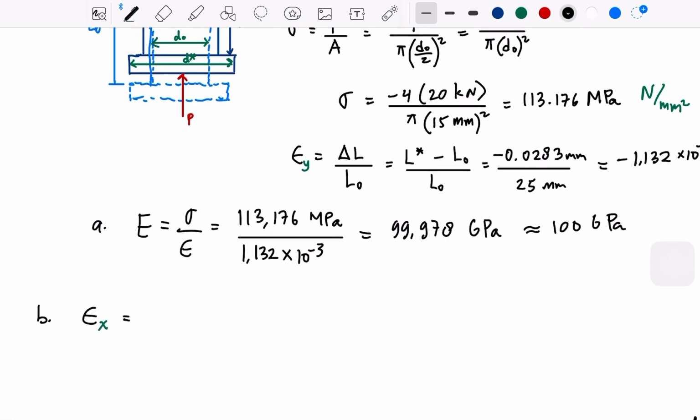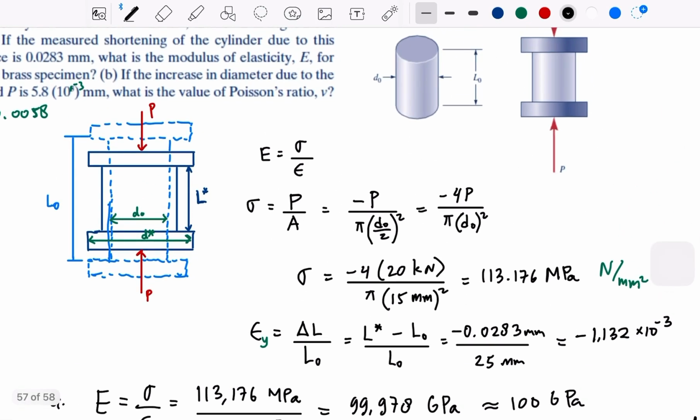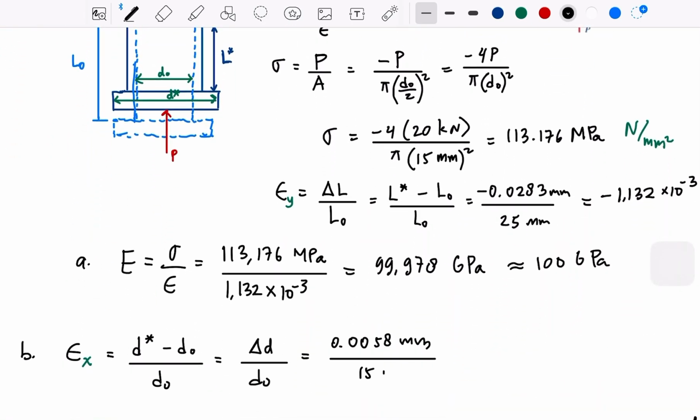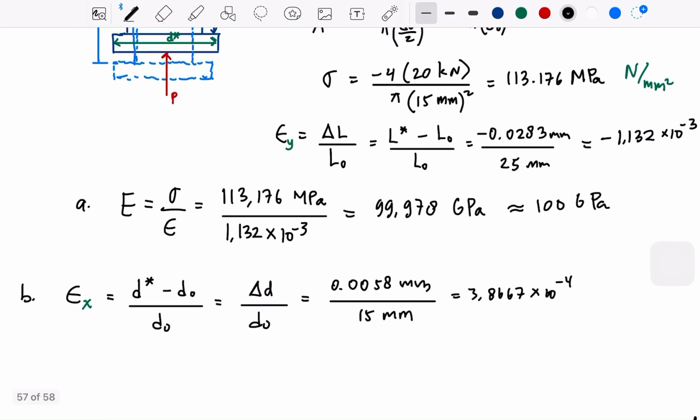Okay, which means the delta D, or maybe let me write D minus D0 divided by D0, or delta D divided by D0, and the delta D is it's increasing 0.0058 millimeter divided by diameter is 15. .8667. That's the strain.